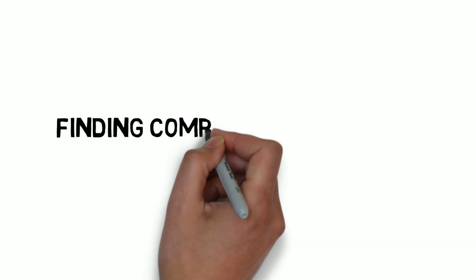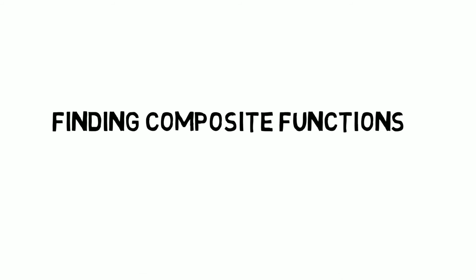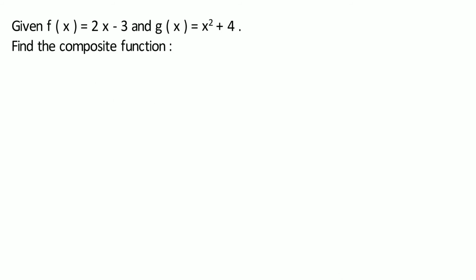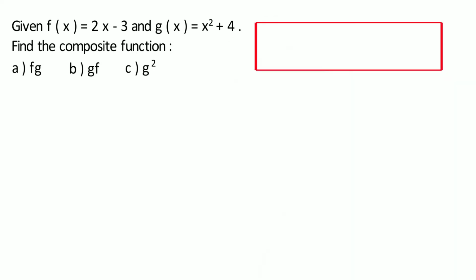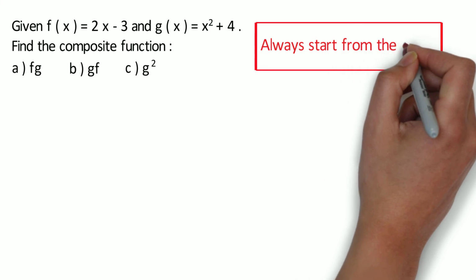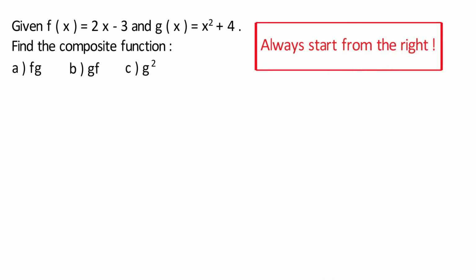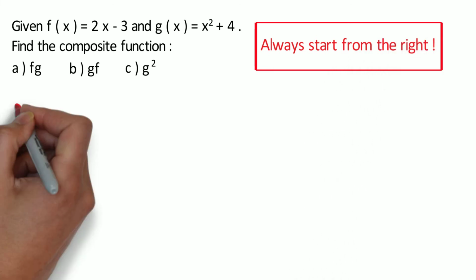Next, let's take a look at how to find composite functions. Given f(x) is equal to 2x minus 3 and g(x) is equal to x squared plus 4, find the composite function of fg, gf, and g squared. Now it is important to always start from the right when solving composite functions. So let's dive into part A.